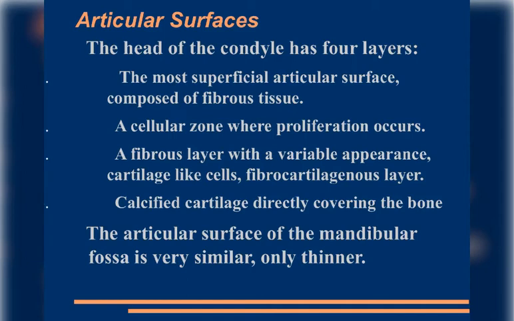The articular surface of the mandibular fossa is very similar, only thinner. So the same layers that we find in the articular surface of the head of the condyle, we have in the articular surface of the glenoid or mandibular fossa, but most of these layers are thinner in the case of the mandibular fossa.